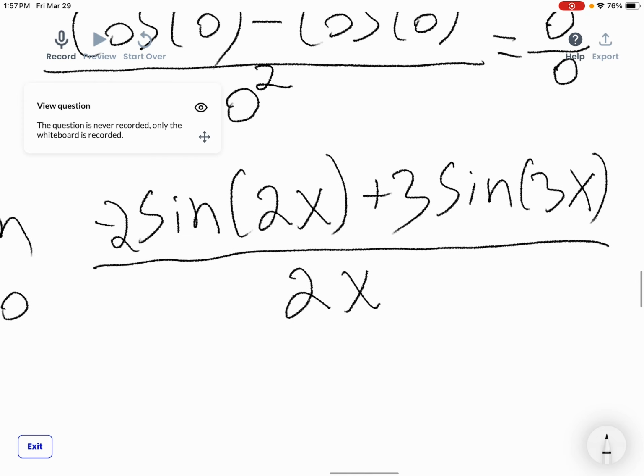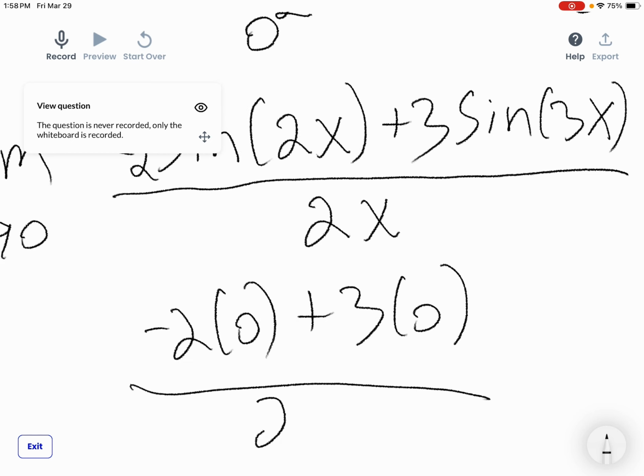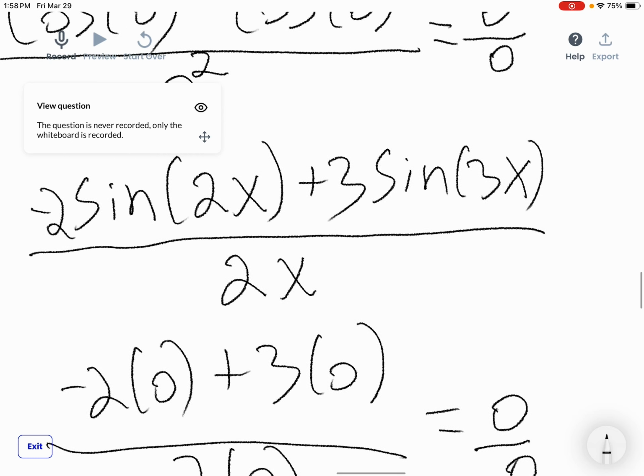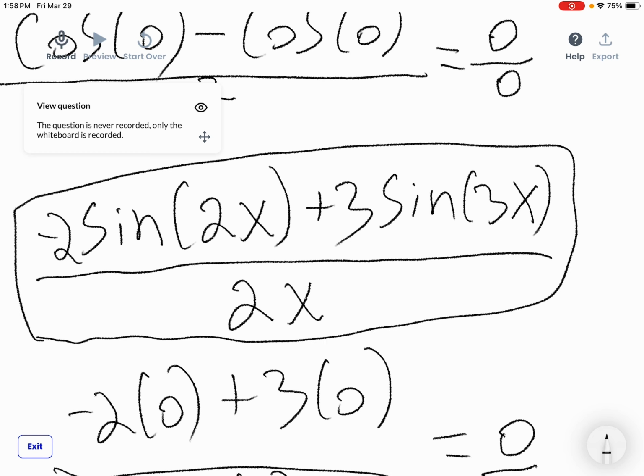So the limit as x approaches 0 now of this thing, plugging in 0, we get negative 2 times sine of 2 times 0. 2 times 0 is 0, and sine of 0 is 0, so we get negative 2 times 0, and then plus 3 times sine of 3 times 0, which is again sine of 0, which is 0. So that's 0 plus 0, which is 0 on the top, and plugging in 0 in the bottom, 2 times 0 is 0. So again we just get 0 over 0. We can go ahead and do it again, applying L'Hopital's again to this piece right here. And let's see what happens.